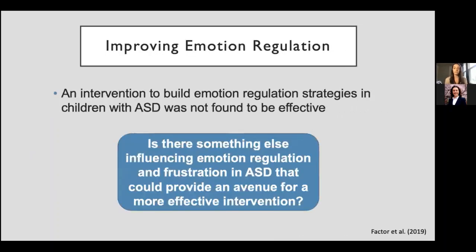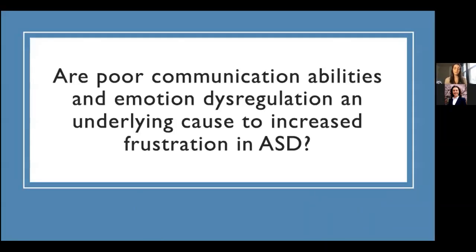Importantly, there are interventions that just focus on anger management that have not been found very effective, which leads to the question of, is there something else influencing emotion regulation and frustration in ASD that could provide an avenue for a more effective intervention? I'm proposing that communication could provide this avenue to help improve these interventions. The goal of my study was to address these issues and examine whether poor communication abilities and emotion dysregulation are an underlying cause to increased frustration in ASD. To do this, I examined this in school-age children with ASD and typically developing controls. We used parent report measures of communication, emotion dysregulation, and frustration.